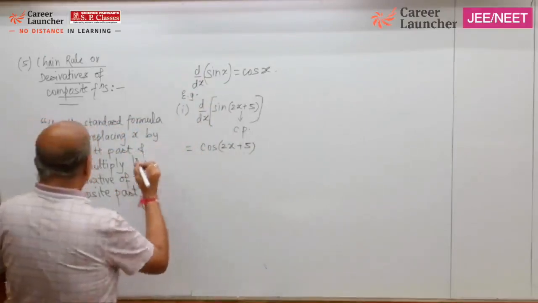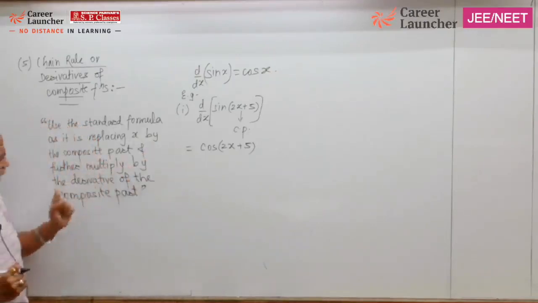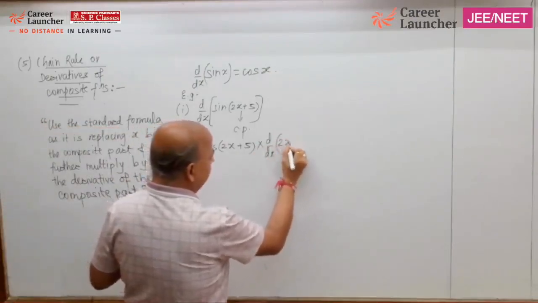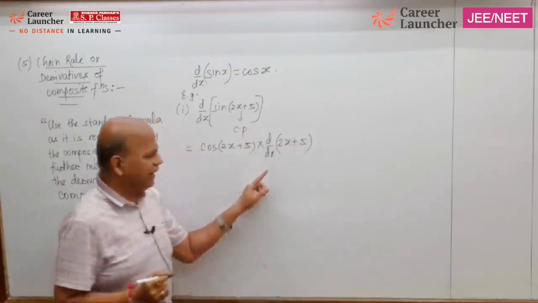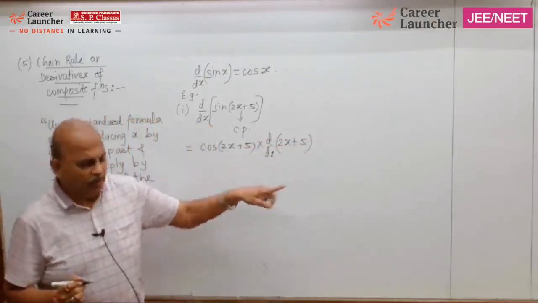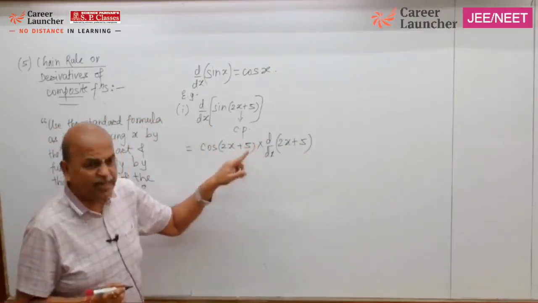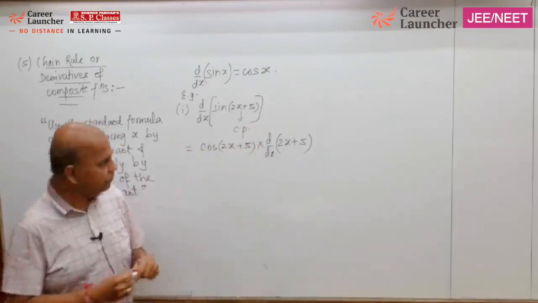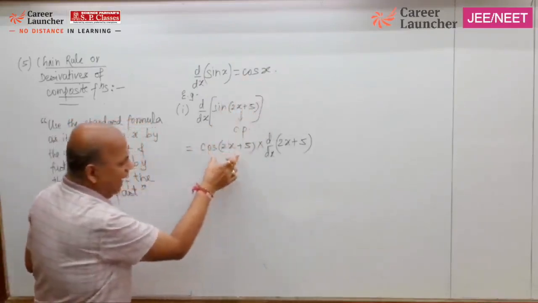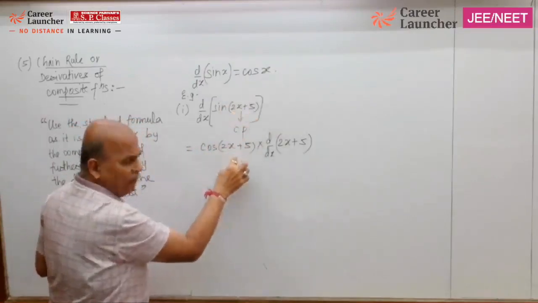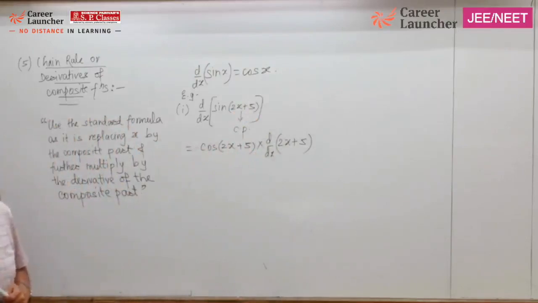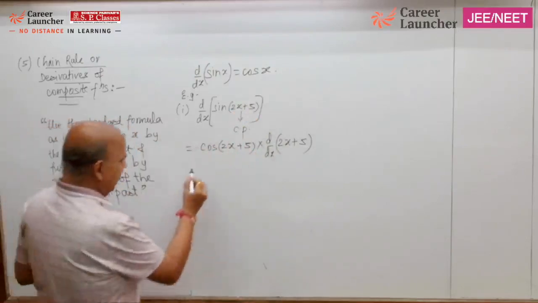We have to proceed further, and you are supposed to multiply by the derivative of the composite part. So don't you feel we have to say d by dx of 2x plus 5? Why do we write d by dx? We are finding the derivative with respect to x. So d by dx of 2x plus 5. Getting it, everyone? So we have used the standard formula as it is, replacing x by the composite part, and we are further multiplying by the derivative of the composite part. Getting it or not? Let's proceed further.